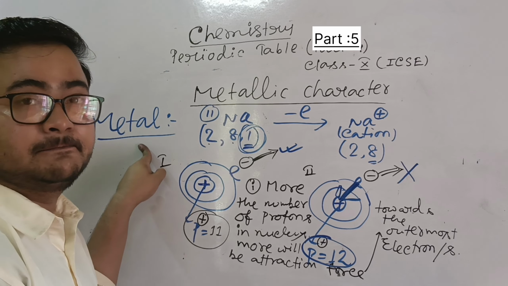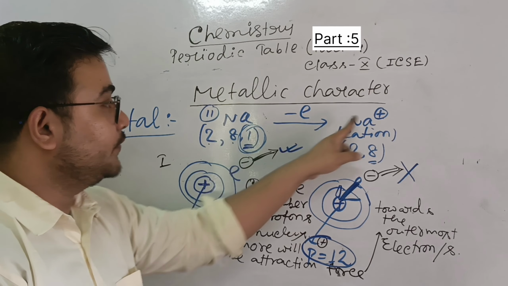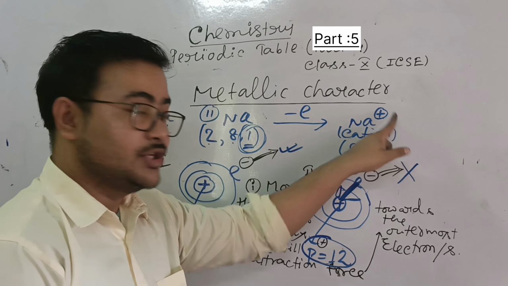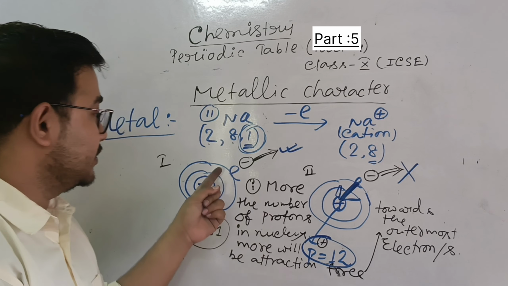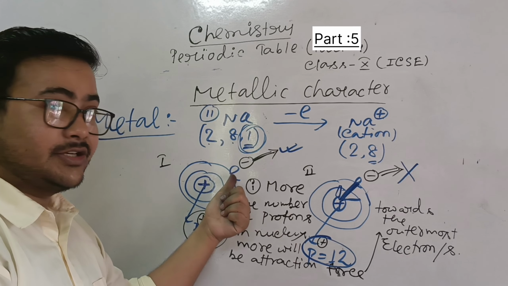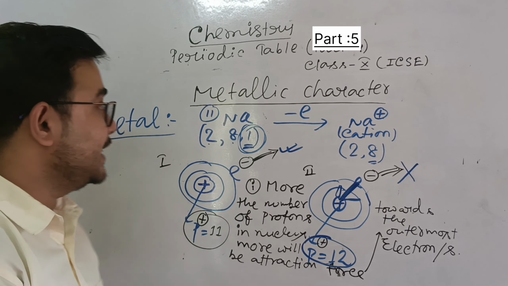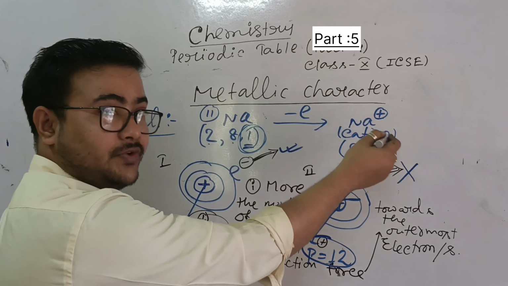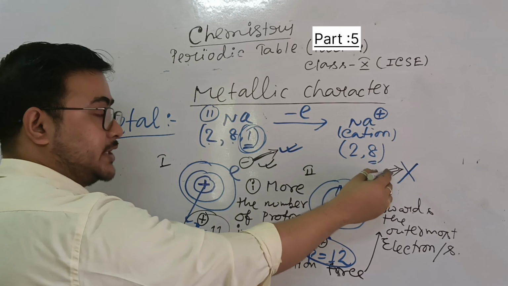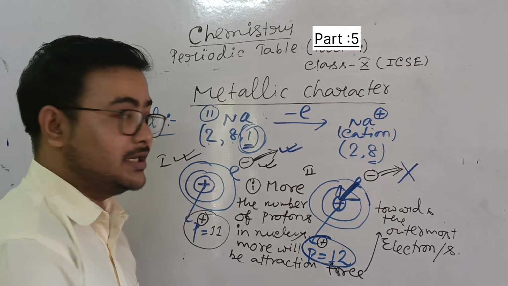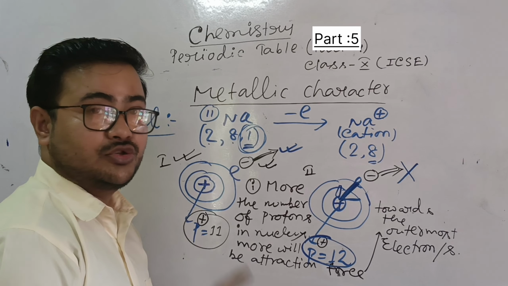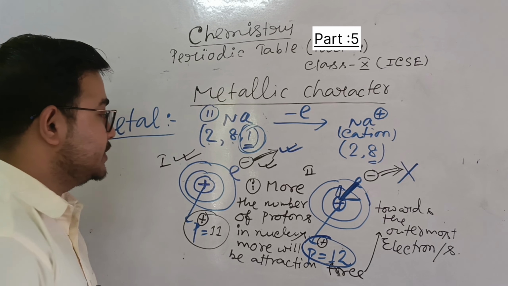What is metal? Removal of electron from the outermost shell. So in these two atoms, which electron can you remove, this electron or that electron? Obviously this electron. So it is very clear that metal means removal of electron, and you can remove this electron, not that electron. So this atom has more metallic character than that atom. So what is your first point? Note down.